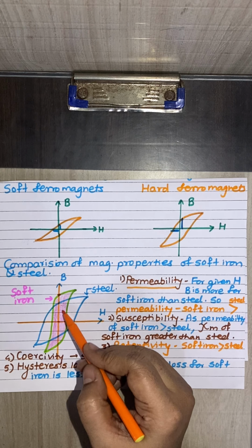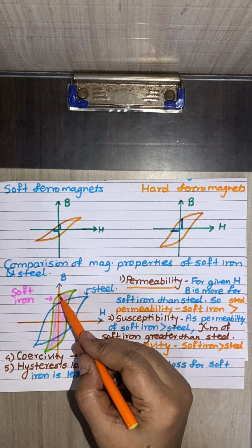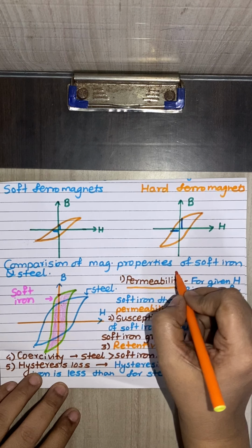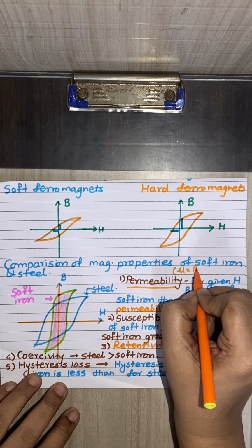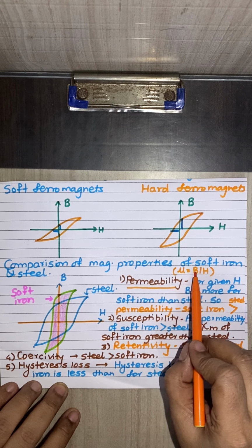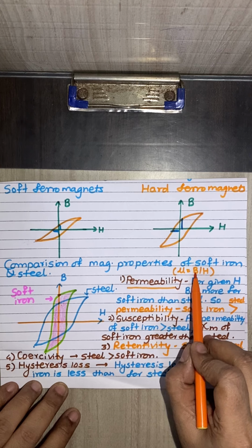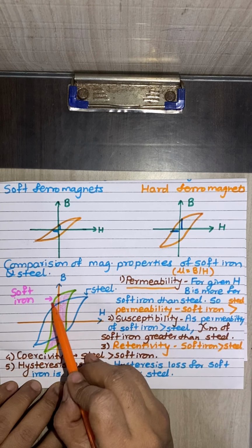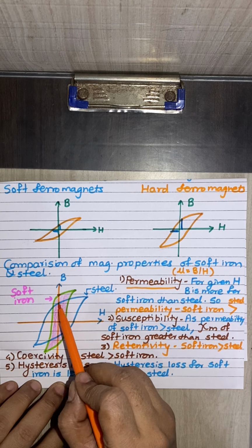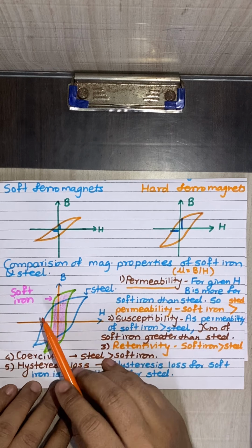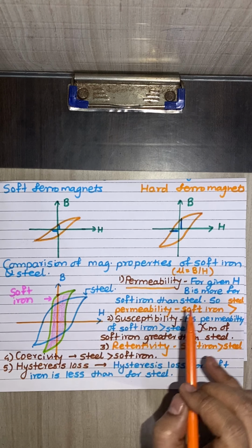So obviously soft iron has a greater permeability because mu is equal to B by H. I can write down here mu is equal to B by H. This value is nothing but the permeability. As B is more for the soft iron, because H is fixed, and B is lesser for the steel, obviously the permeability of the soft iron is higher than that of the steel.